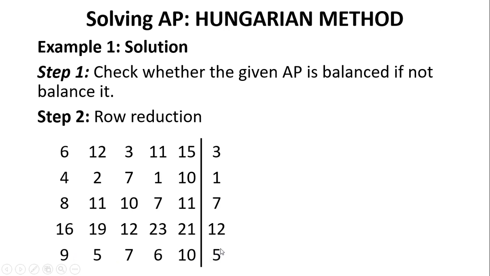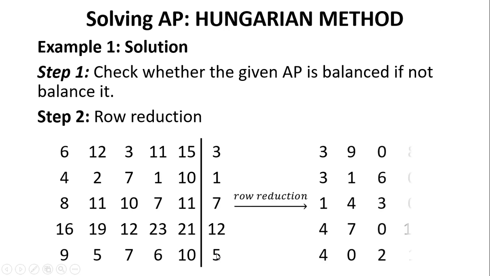Now, as I said, in row reduction we take these coefficients and subtract them throughout the row. So 3 is subtracted throughout this row, 1 throughout this row, 7 throughout this row, and so on up to 5. If you do that, you will end up with this matrix here. This is the reduced matrix obtained by subtracting the respective smallest element in the rows.